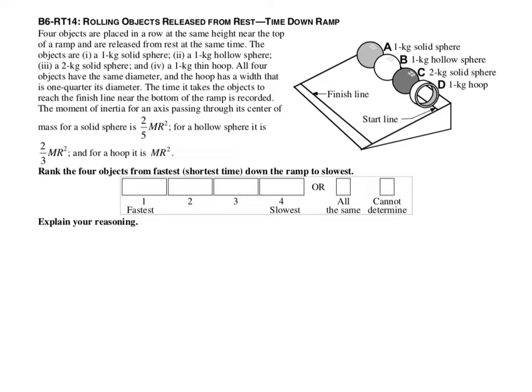The moment of inertia for an axis passing through the center of mass for a solid sphere is 2/5 mr squared. For a hollow sphere, it's 2/3 mr squared, and for a hoop, it is mr squared. Rank the four objects from fastest time down the ramp to slowest.